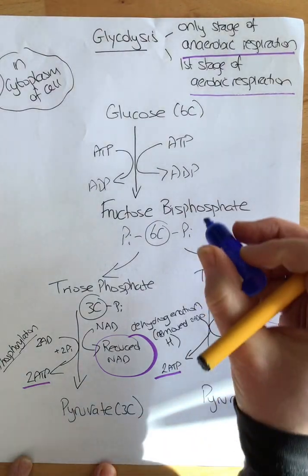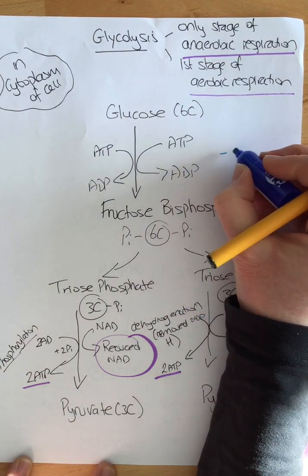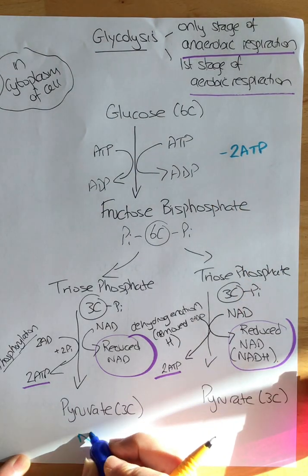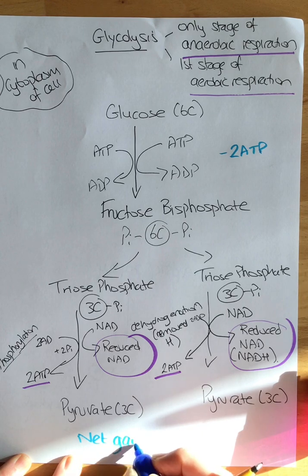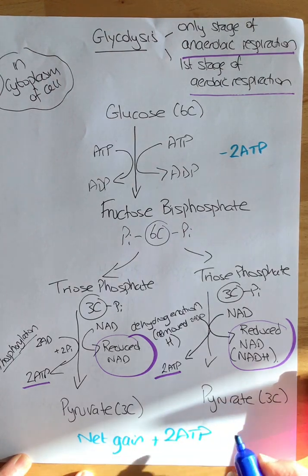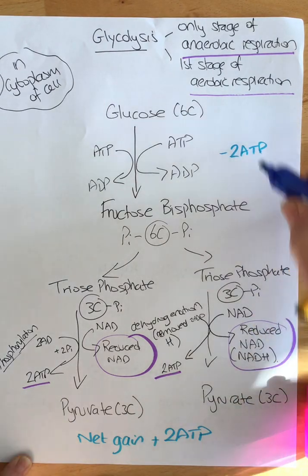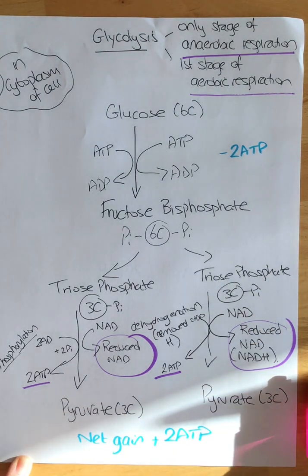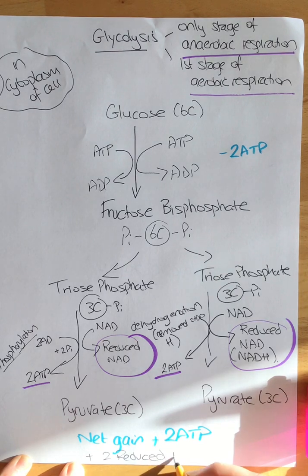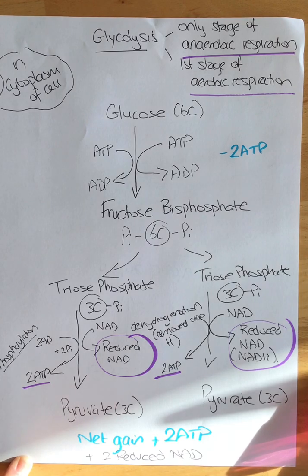However, at the beginning, 2 ATP molecules were used. So we would say our net gain is 2 ATP molecules, because if we use 2, 4 were made, 4 take away 2 gives us 2. So our net gain is 2 ATP molecules, plus we have 2 reduced NADs that will go to the electron transport chain. So this is glycolysis.